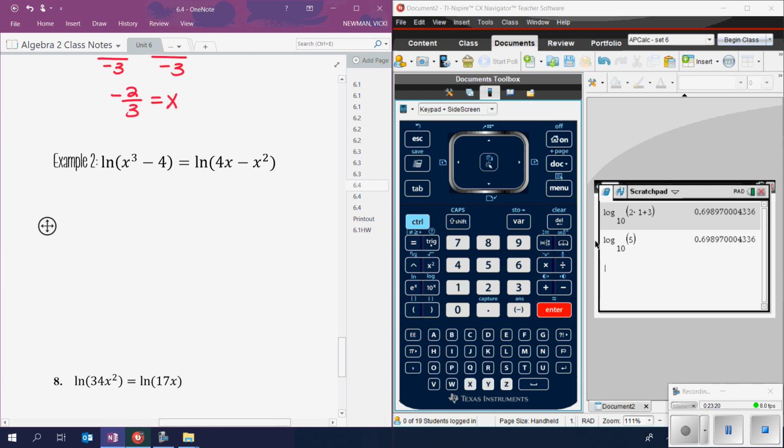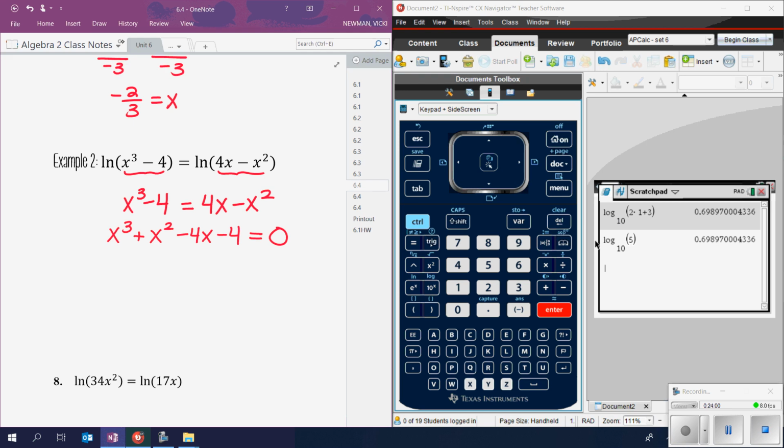So, second example. They both say natural log, which means they have a base of e, and then they just have some algebraic expressions inside their parentheses. If two things are set equal, then you can set their parts equal. So this is going to be a polynomial equation. We want to get it set equal to 0. Add the x squared over, subtract the 4x over, keep the negative 4 where it is, equal to 0.